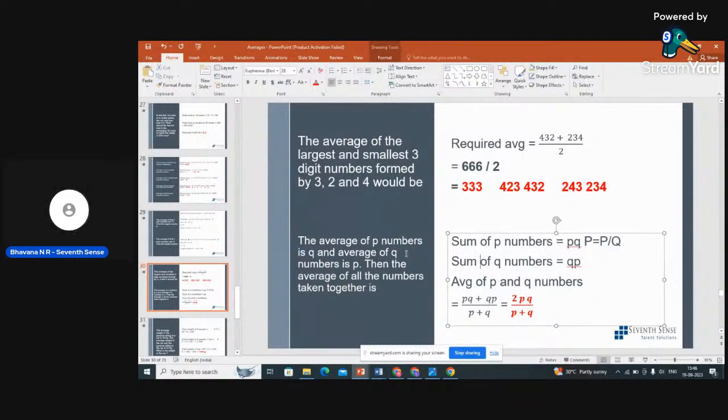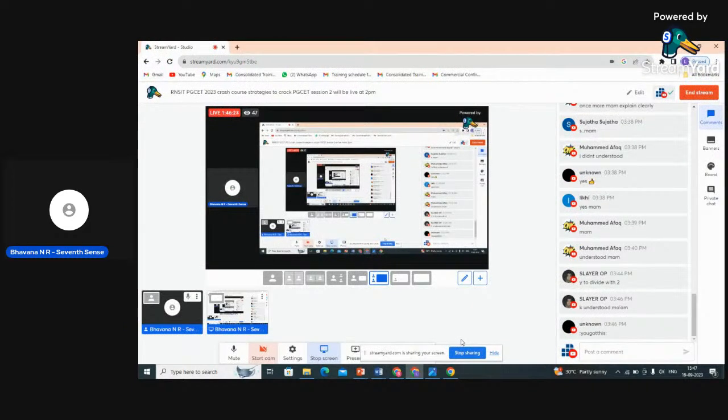Okay, I think this question will be understood now. For example, take 2 into 3, so P is 2 and Q is 3. Here also 3 into 2 gives the same value, so nothing changes. So 2PQ divided by P plus Q is the average of the P numbers and Q numbers. So the average of all the numbers taken together is this value. Got this?